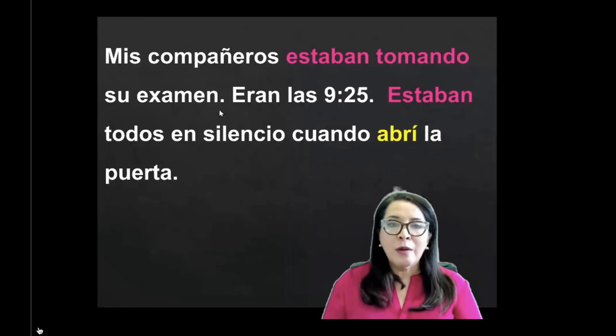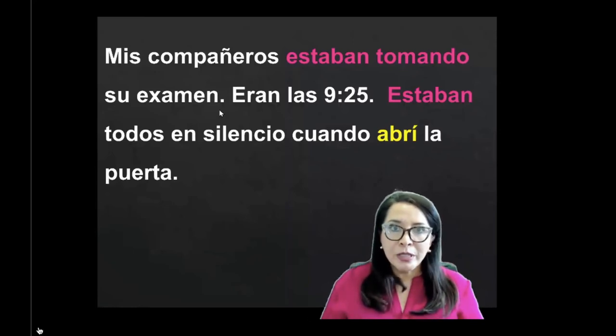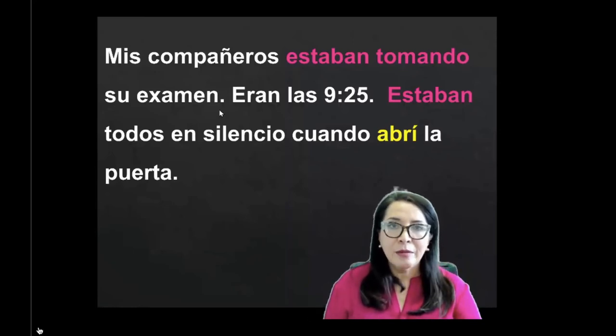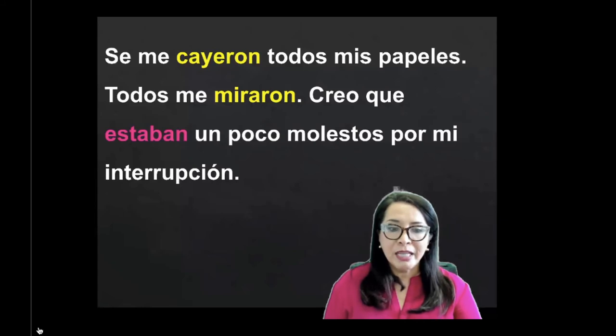Cuando abrí la puerta, when I opened the door, one time, done, abrí, preterite. Se me cayeron todos mis papeles y todos me miraron. All my papers dropped and everybody looked at me. One time, beginning and an end, preterite. Creo que estaban un poco molestos por mi interrupción. I think they were feeling a little bothered by my interruption. State. You're describing a state in the past, so therefore, imperfect.